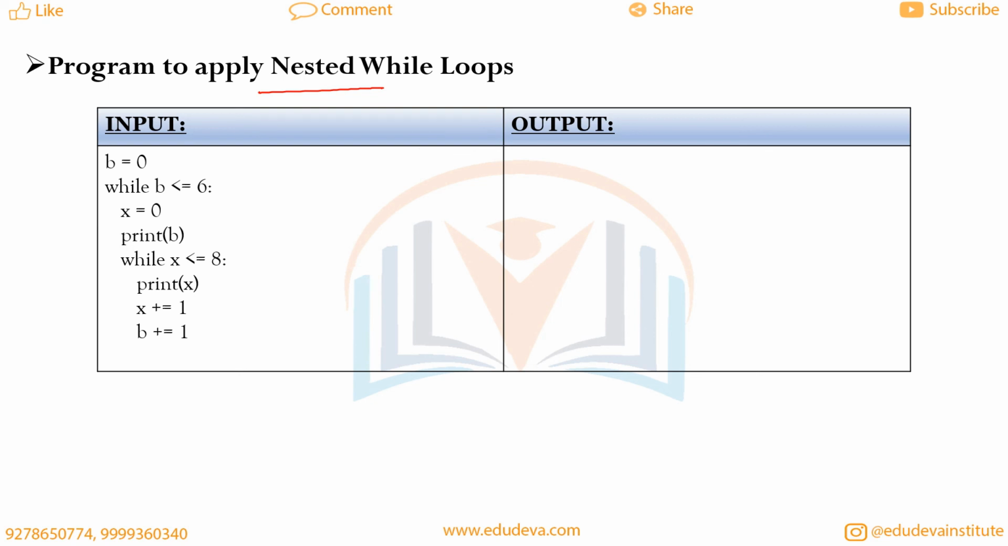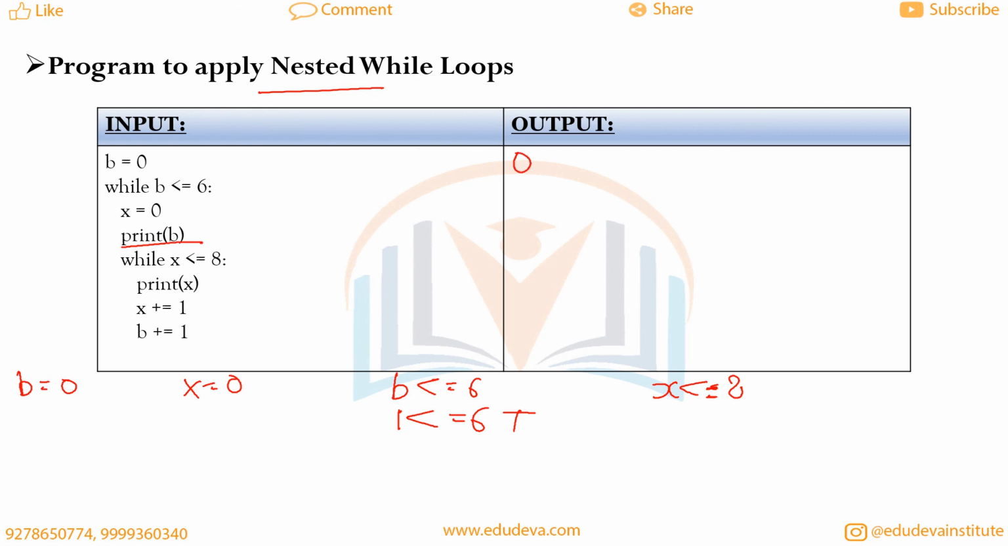In this code, we have given the value of b as 0 and the value of x as also 0. The first while loop is b is less than or equal to 6 and the second while loop is x is less than or equal to 8. Now we will start with the first while loop, b is less than or equal to 6. It means 0 is less than or equal to 6. Yes, it is true. So we will print b, and we will print 0 in the output.